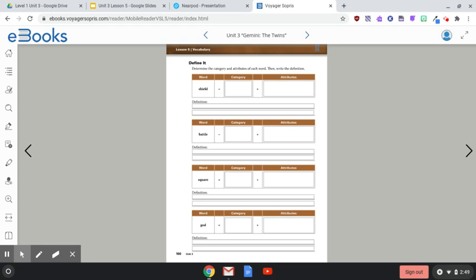The attributes of a word are what makes it unique or different from other words within the category. Attributes are things like size, shape, color, texture, and function. Attributes of constellation are that it is in the sky and it is a pattern of stars. So constellation can be defined as a picture formed by a pattern of stars in the sky.